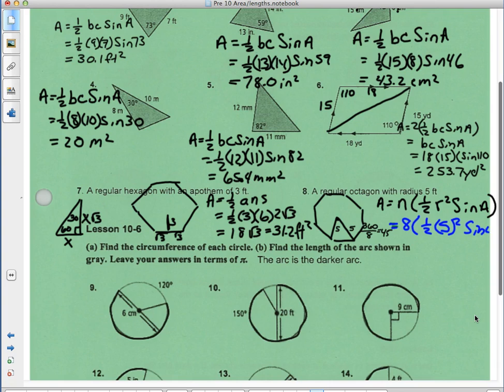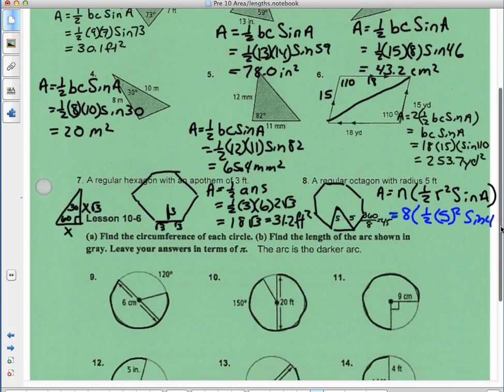And I got the sine of 45. I'm looking this over. It's sine of 45. And now I've got 25. Half of 8's 4, so I got 100. Sine of 45 to put in my calculator. And I'm looking at this being 70.7 feet squared when I'm done with my area.